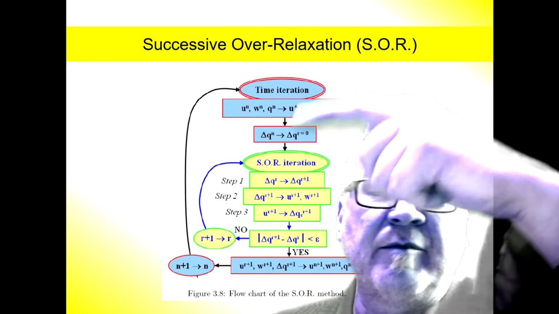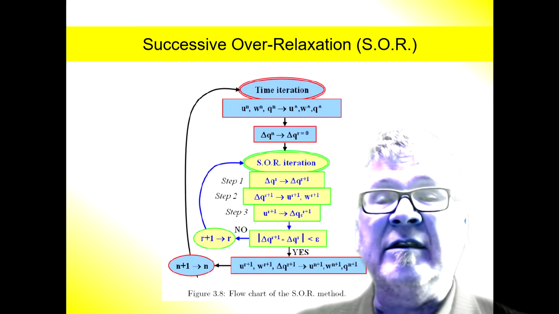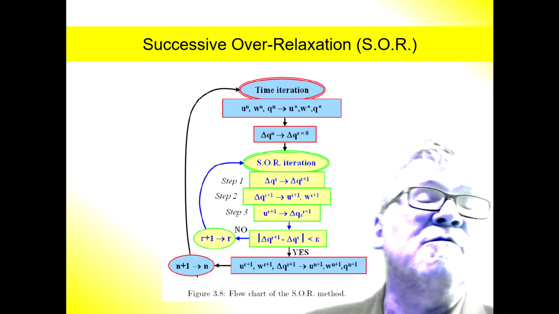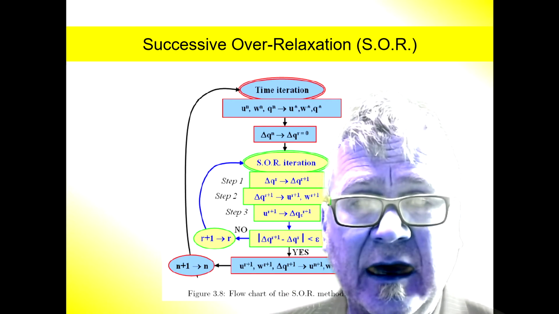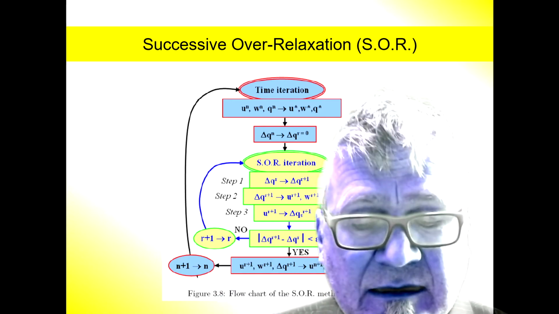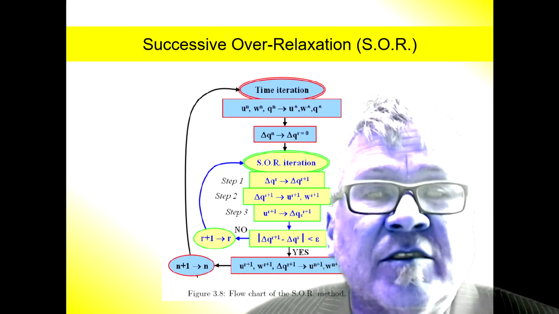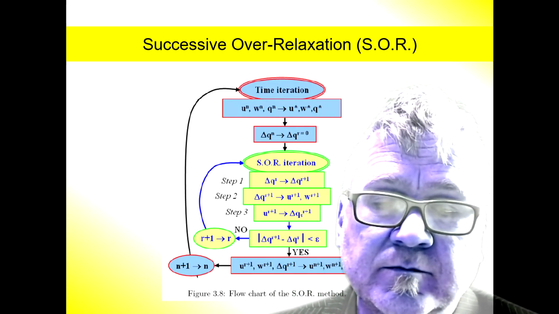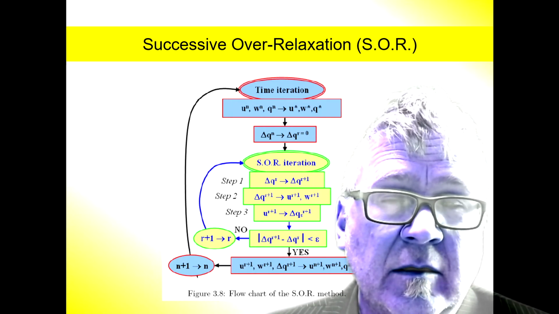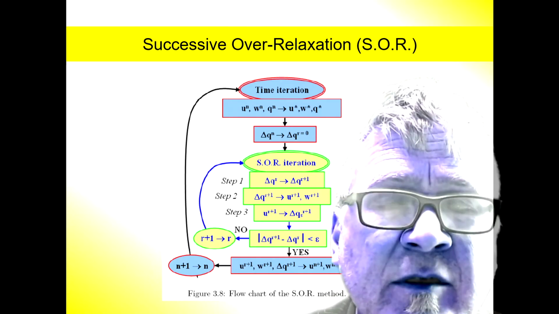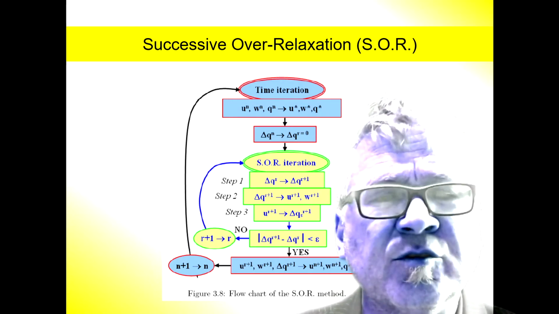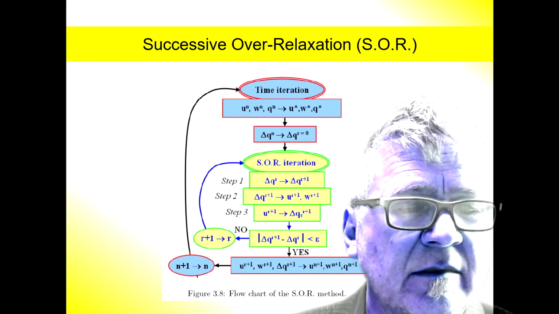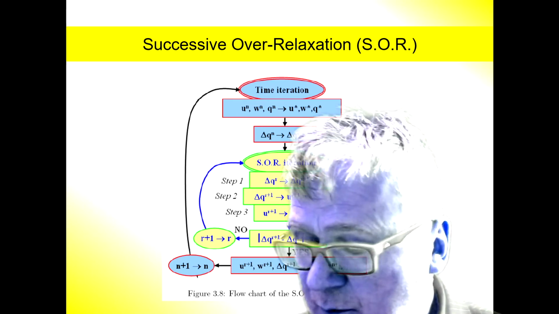You repeat, and you stop this iteration, just to be precise, if the error that you make in terms of the volume conservation is very, very small. You might actually repeat it within a time step maybe 100 times. Okay, this is what we call SOR.